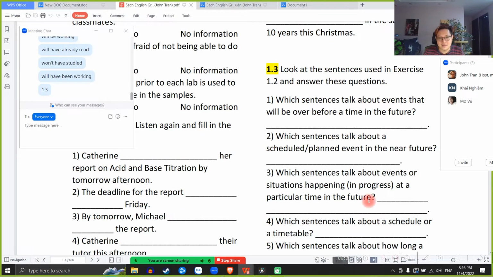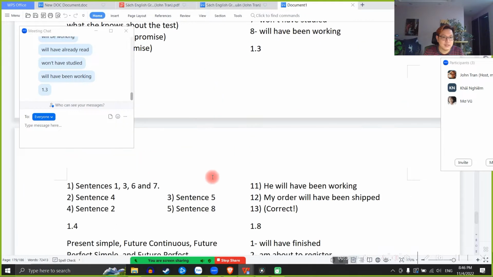Okay, which sentences talk about a scheduled or planned event in the near future? Những câu nào nói về một cái sự kiện được lên kế hoạch rồi, hoặc là sự kiện được tạo thành phát biểu rồi trong tương lai các bạn, trong tương lai gần. It's actually sentence 4, câu 4 nha.